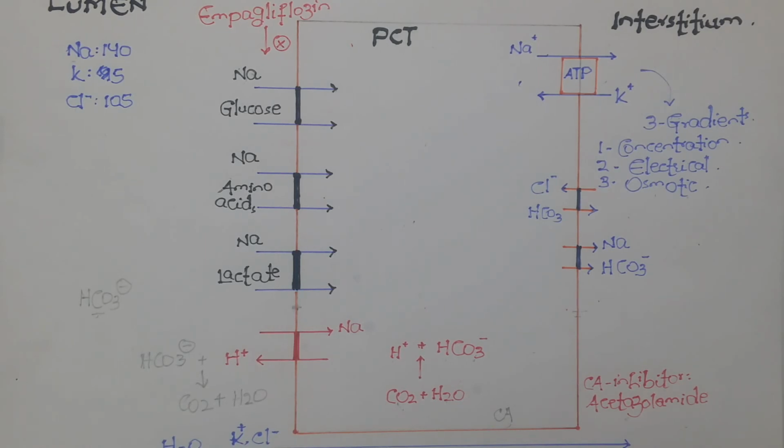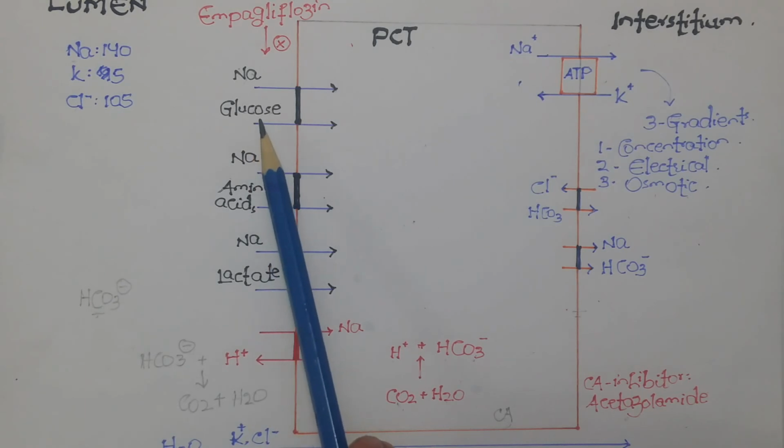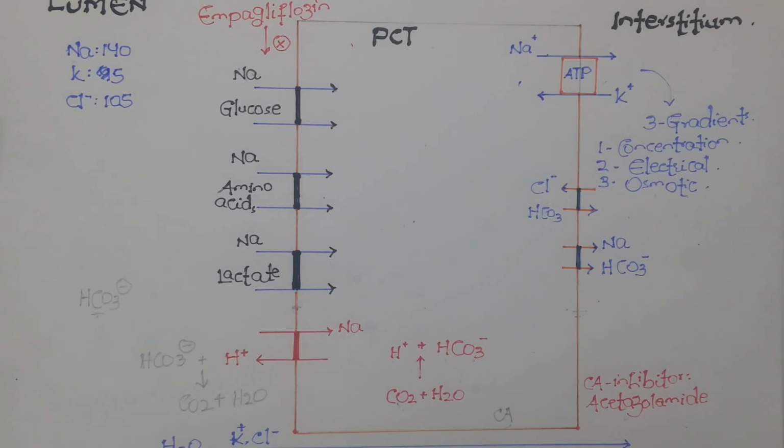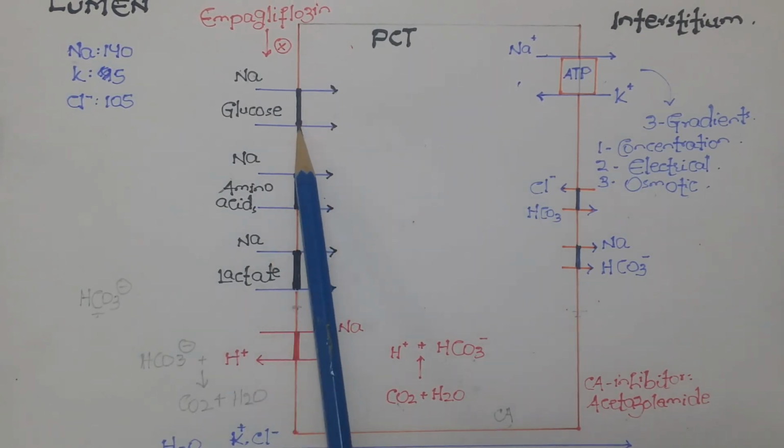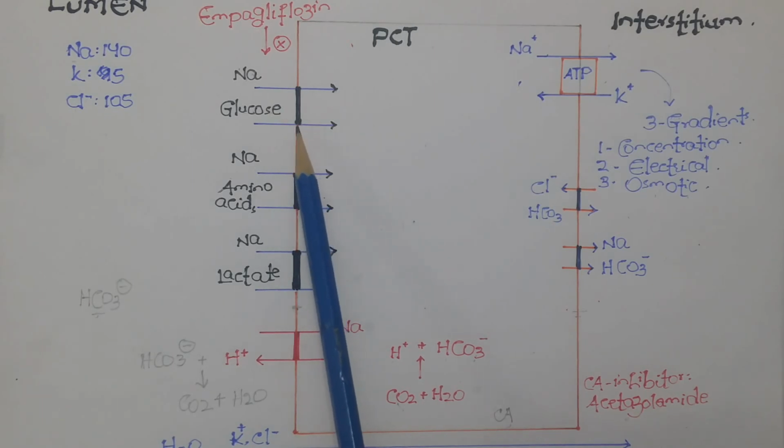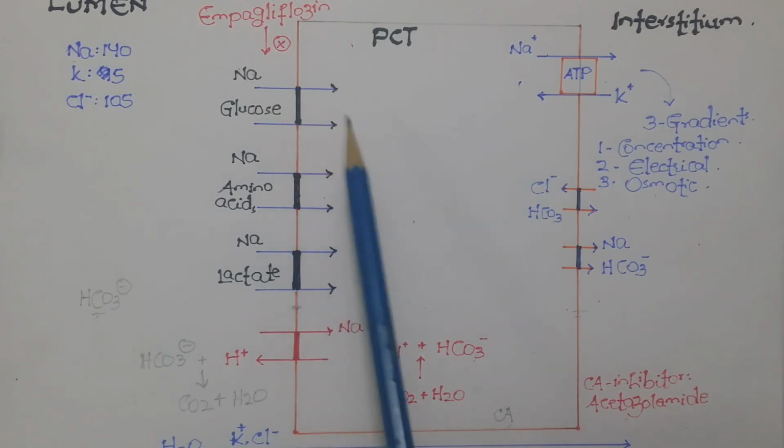So this is how the body gets rid of the excess filtered glucose, and the plasma glucose concentration stays within normal limits. But selective inhibition of the sodium glucose cotransporter results in excretion of huge amounts of glucose.